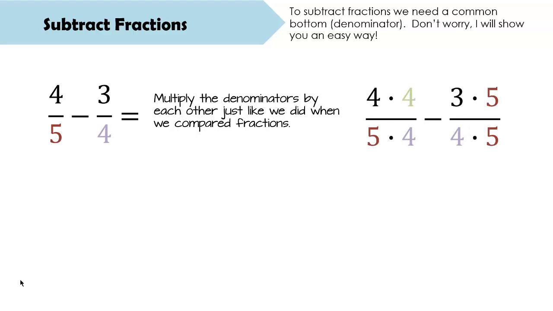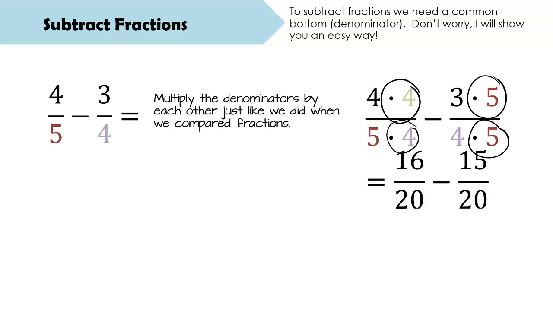So in my first fraction, I have 4 over 5. So you'll notice that I multiplied by 4 on the bottom. But if I multiply by 4 on the bottom, I have to multiply by 4 on the top. When I look at my second fraction, I have 3/4, which means I need to multiply by 5. If I multiply by 5 on the bottom, I have to multiply by 5 on the top.